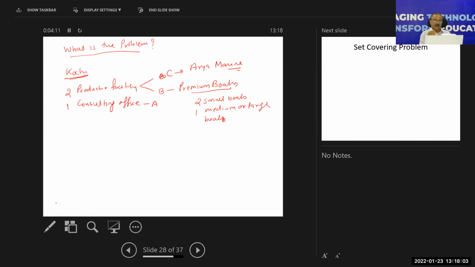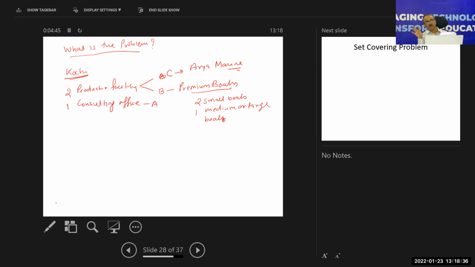So whenever the client visits for the purchase of any boat, first they have to demonstrate, and discuss the boats and their requirement at the consulting office, and from there the client is to be taken to the boat manufacturing facility, that is facility B and facility C. So it requires a lot of traveling time.